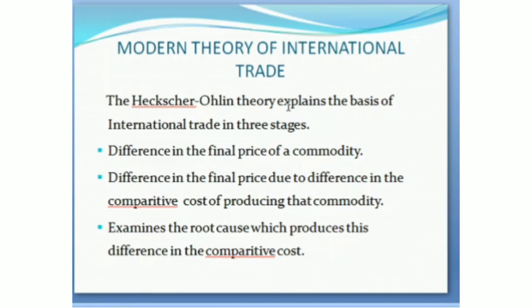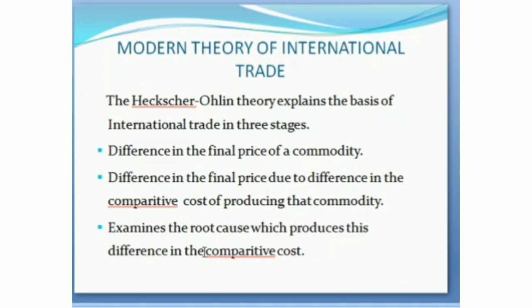The Heckscher-Ohlin theory explains the basis of international trade in 3 stages. First comes the basis of international trade lies in the difference in the final price of the commodity. Second, the difference in the final price of a commodity is due to the difference in the comparative cost of producing that commodity. Finally, it examines the root cause which produces this difference in the comparative cost.